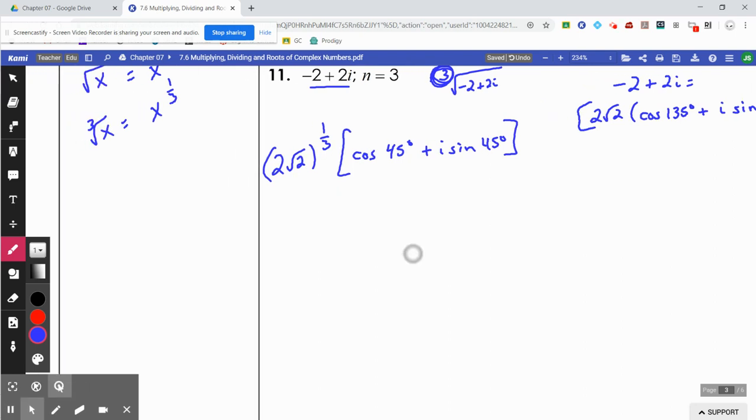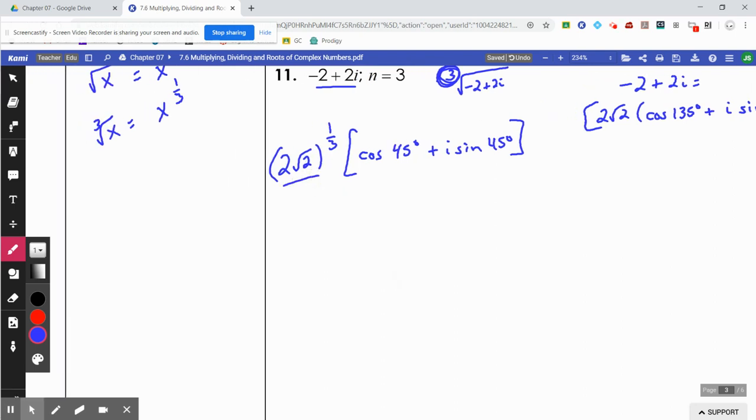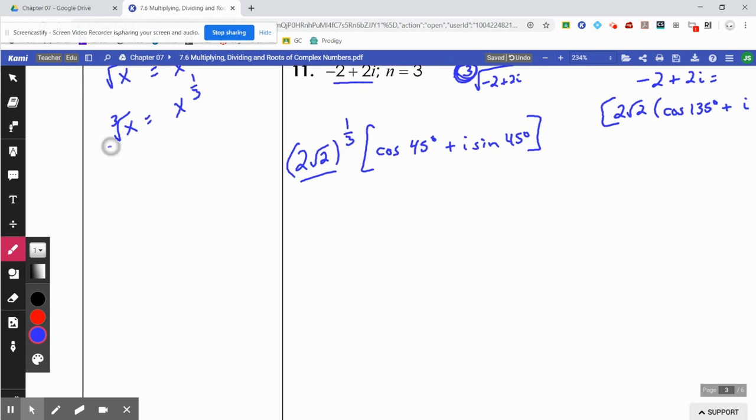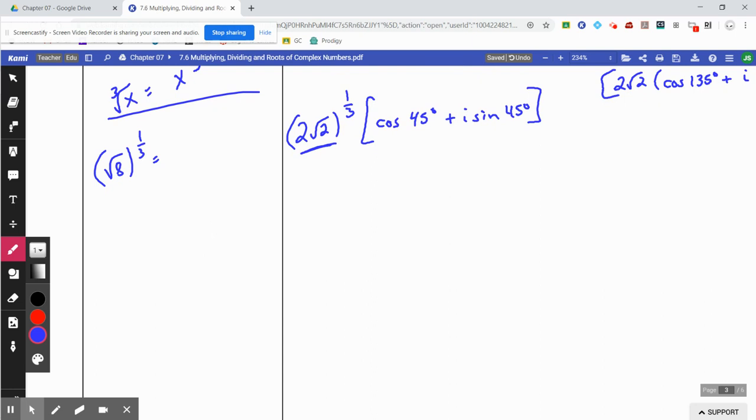Before I do anything else, I want to take care of this 2 root 2 to the 1/3. And I want to show you a little trick here that actually works on this one. This is not always going to work, but this comes out nice and neat. I'm going to write that 2 root 2 back as the square root of 8. The 2 root 2 is the square root of 4 times the square root of 2, which is the square root of 8. And that's what I'm trying to raise to the 1/3 power. This is just a little trick because I noticed something about the 8 that told me I might be able to do that.